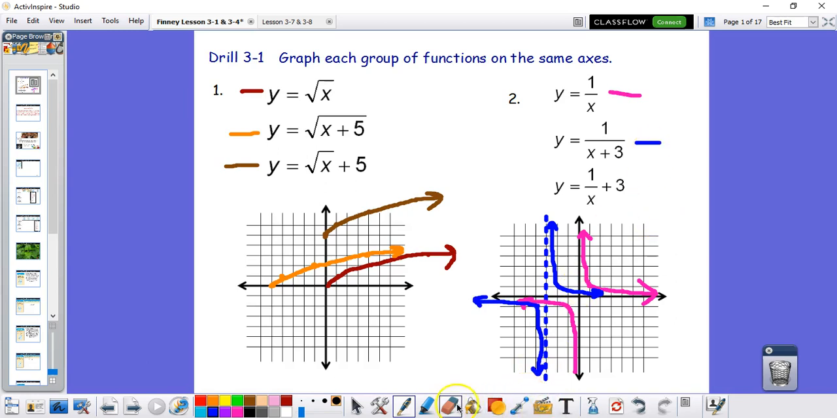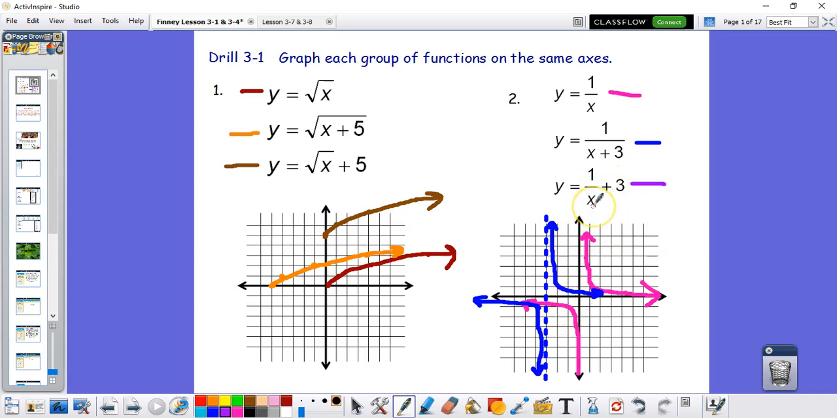And again, if it were possible to move these, well, look at that. They should be pretty darn close to each other as far as our grids. Then the last one I think I'll do in purple. Graphing the last one in purple, this says 1 over x plus 3.